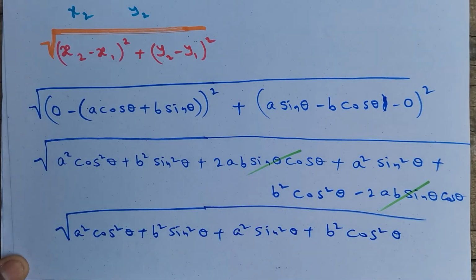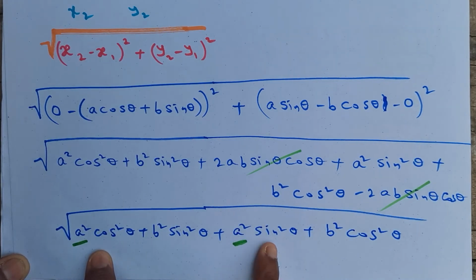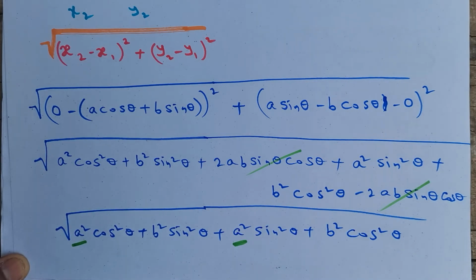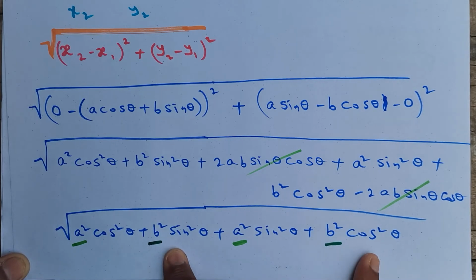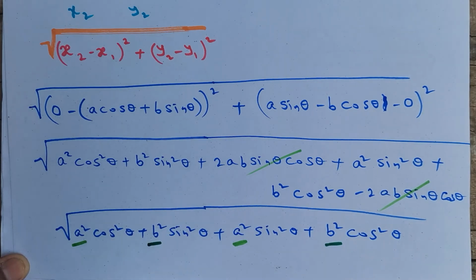Okay, now what I will do, here we have a square, here also we have a square. So from the first term and from the third term I will take out a square common. Here we have b square, here we have b square. So from the second term and from the fourth term I will take b square common. So what we will get then?